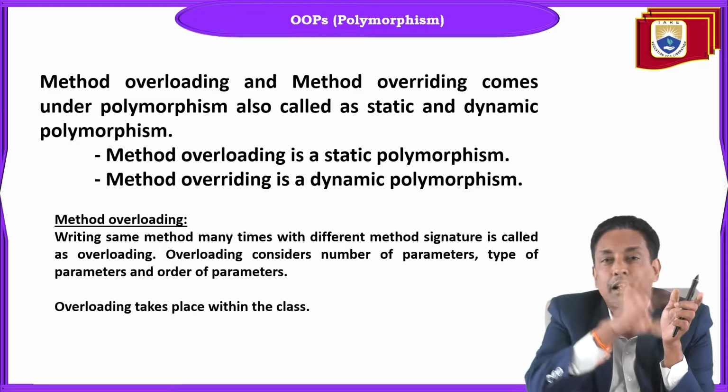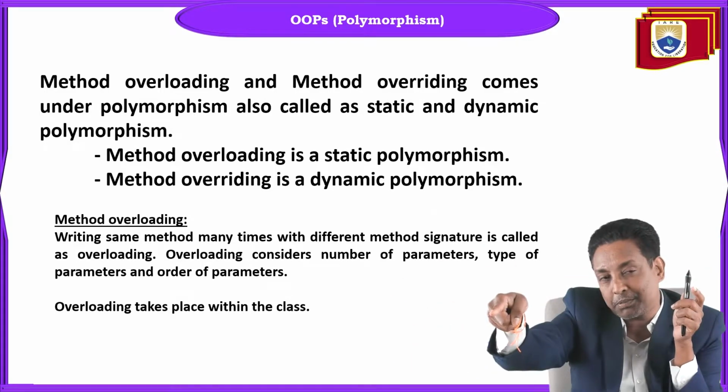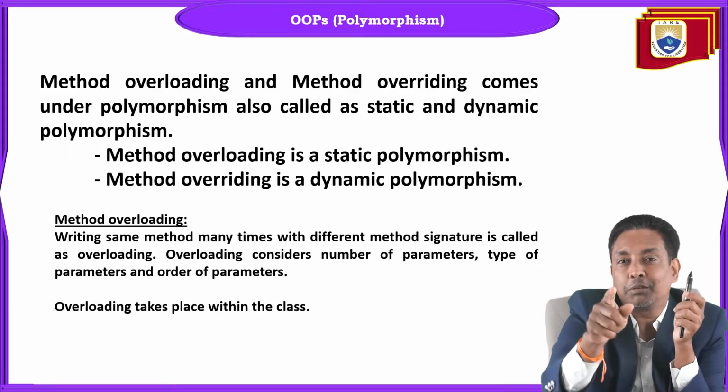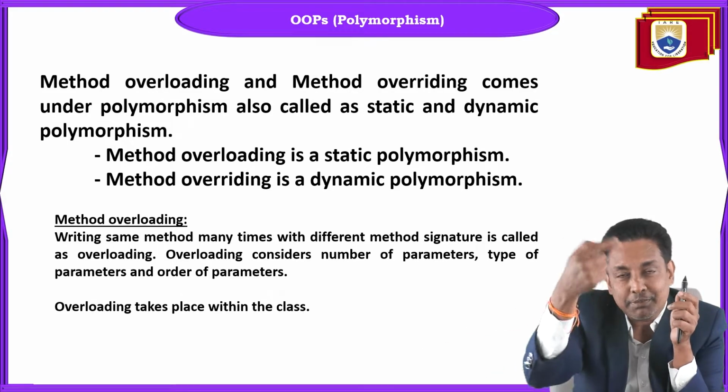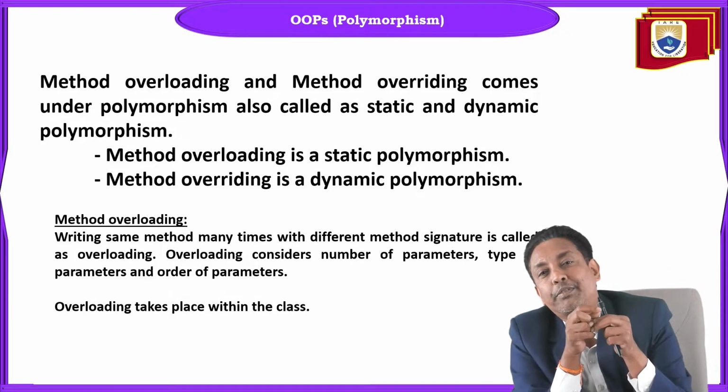The same method is implemented in different subclasses. Through a factory method, we'll choose any one of the subclass objects, and on that we'll invoke the method. So method overriding is nothing but runtime polymorphism. That's why it is called dynamic polymorphism.